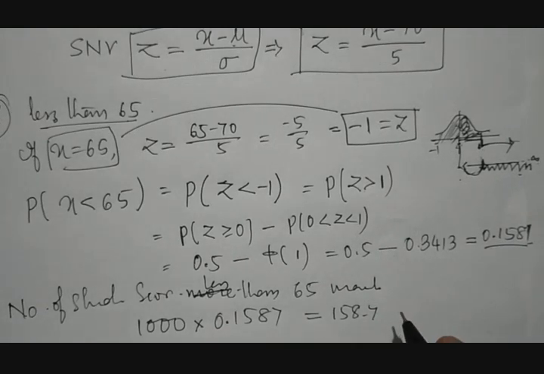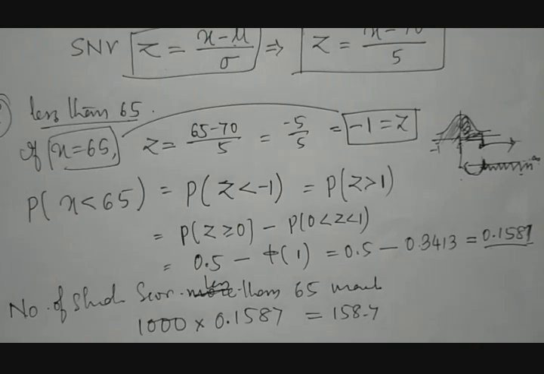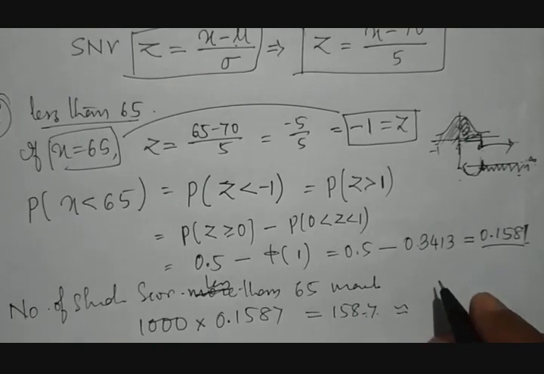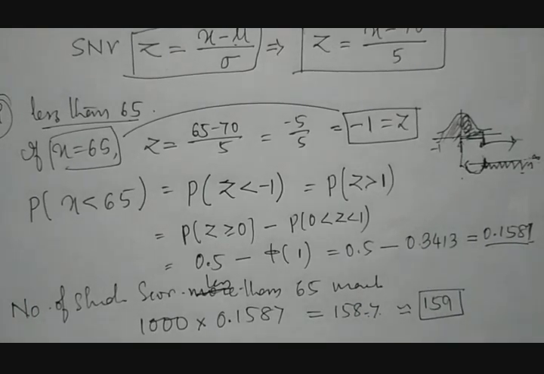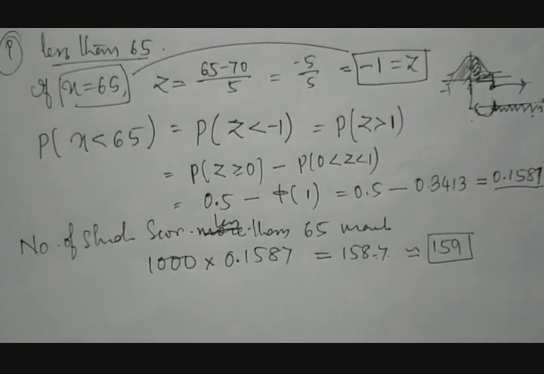Student means human being, we cannot take fractions. It is not like that 158 students plus 0.7 student, it cannot be. So you have to take a whole number. If it is more than 0.5, add it to the next one. If it is less than 0.5, keep it with the previous number. So it is 159 students who can score less than 65 marks. Okay.